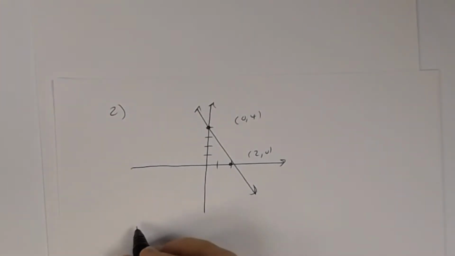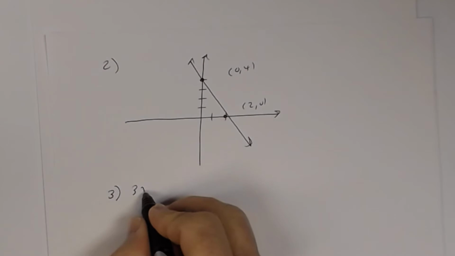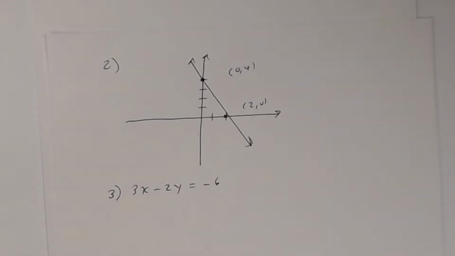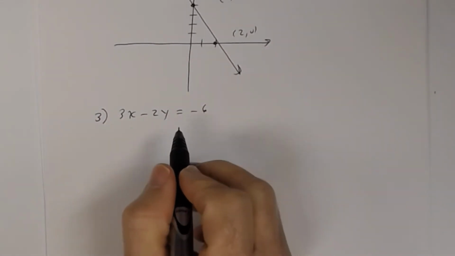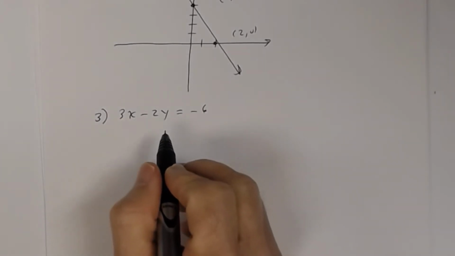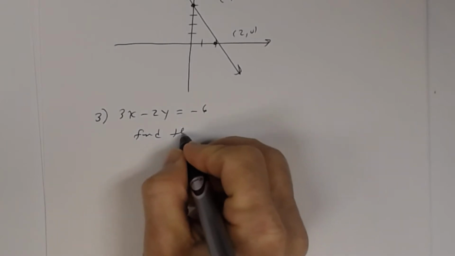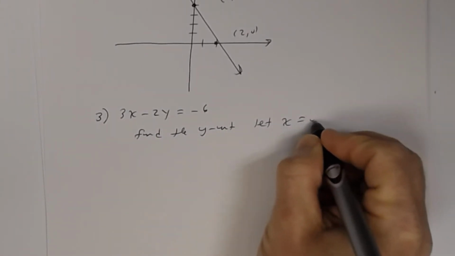Okay, so let's look at number 3. Number 3, we have 3x minus 2y is equal to negative 6. So 3x minus 2y equals negative 6. So again, I want to graph this using the intercept method. So that means you find the intercepts. To find the y-intercept, you're going to let x equal 0.